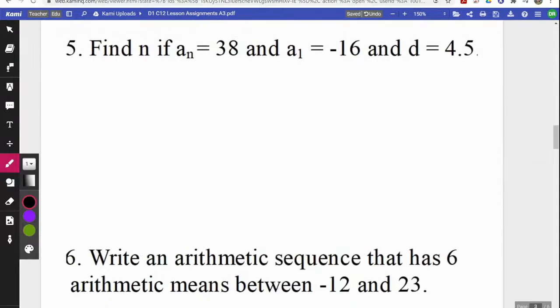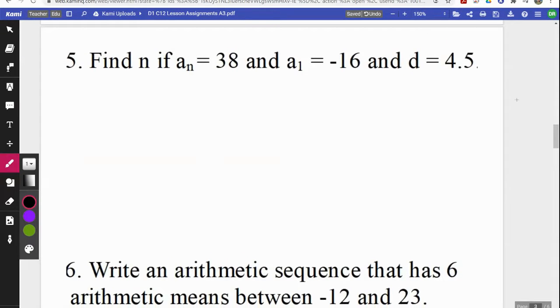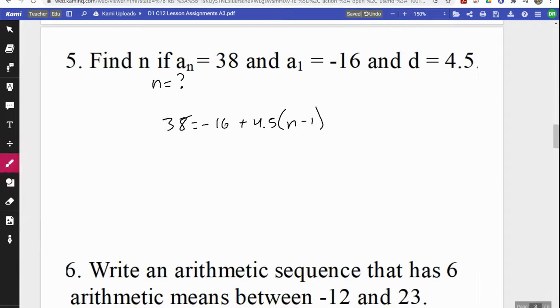And finally, there's a couple more examples here. We want to find n. That's the only thing we haven't solved for yet, really. If a sub n is 38, and a sub 1 is negative 16, and d is 4.5. So now we don't know what n is. We could fill in the rest. 38 equals a sub 1, negative 16, plus 4.5 times n minus 1. To solve this, add 16. We get 54 equals 4.5 times n minus 1.